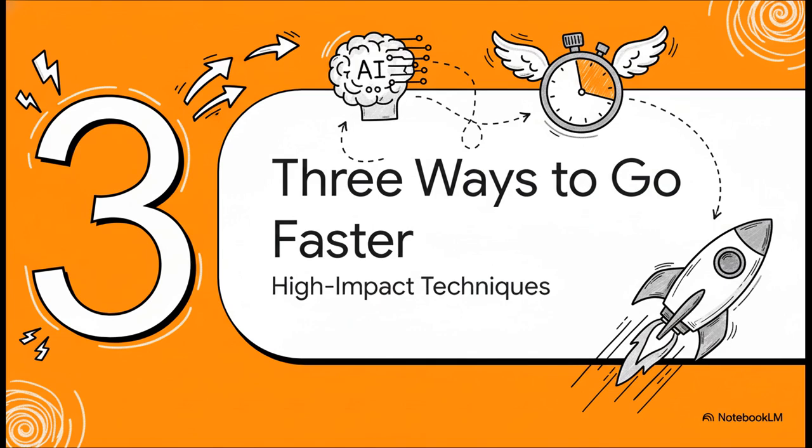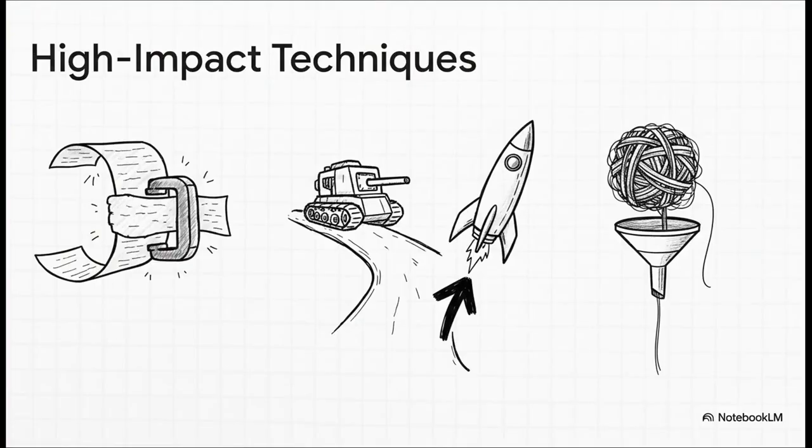All right, enough about the problem. Let's get to the good stuff, the solutions. I'm about to show you 3 really powerful, high-impact techniques you can start using right away to seriously speed things up. We're going to zero in on 3 key levers you can pull. First, controlling how much the AI is allowed to say. Second, picking the right tool for the job, because not all AI models are the same. And third, making sure your initial request, your prompt, is as lean and clean as possible.